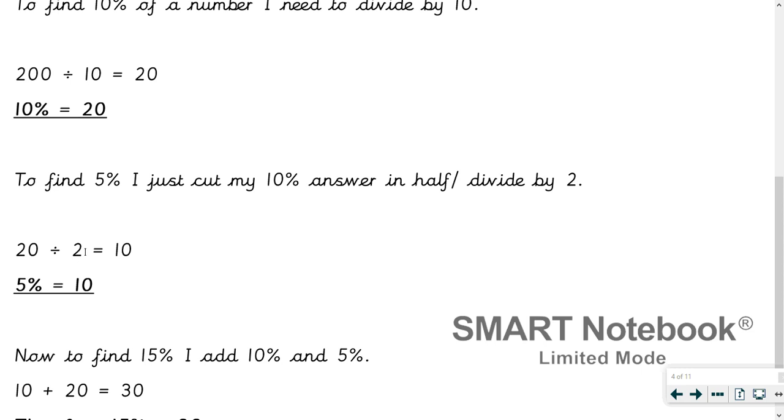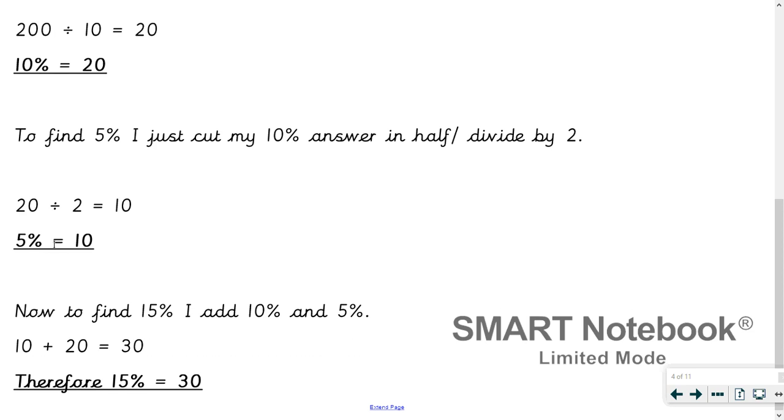The way to finish it now, we add the 10% and the 5%, and that will give us 15%. So 5% was 10, 10% was 20, 10 add 20 is 30, therefore 15% is 30. We found 15% of 200 is 30. We split the percentage into manageable chunks. For 17%, we'd find 10% and then 1% twice. There's lots of different ways you can do it.